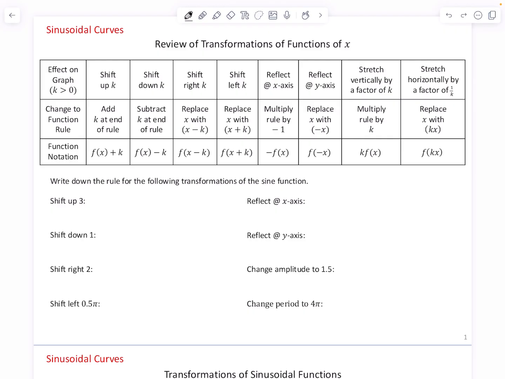The first one, vertical shift, up k units. You simply add k at the end of the rule, and we are assuming k is a positive number. So you take any function and add k to it at the end, and you will have a vertical shift, up k units. So in the case of sine of x, you would begin by just writing your parent function, and if you wanted to shift up 3, then you simply add 3 after the fact.